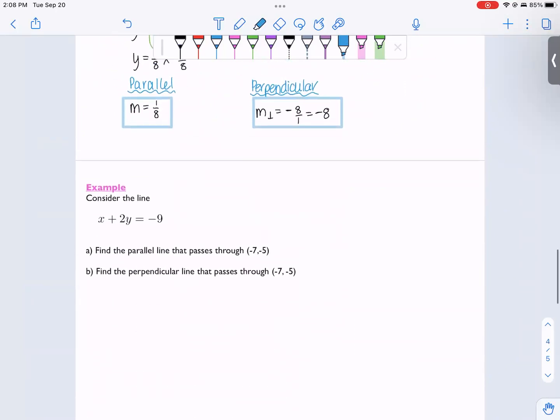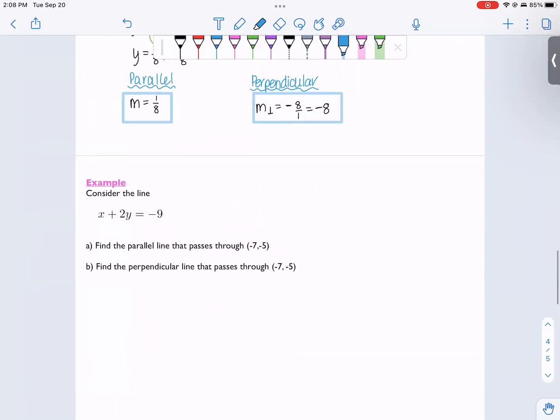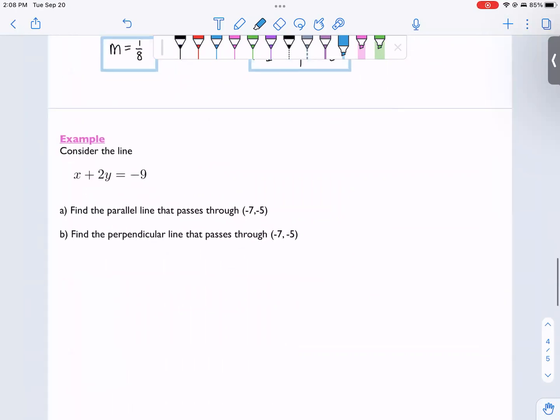So let's use that idea and go a little bit further with it. We're going to take this line here, and we're going to find a line that's parallel to this line that passes through the point -7, -5, and a line that's perpendicular to this line that passes through -7, -5. Just like we did above, but with a little bit more work.